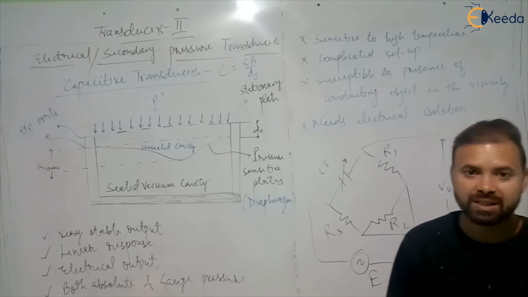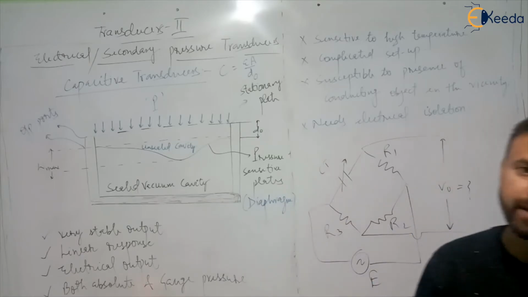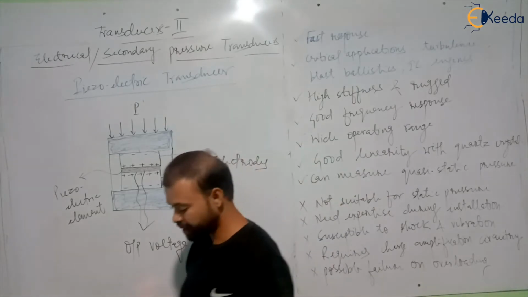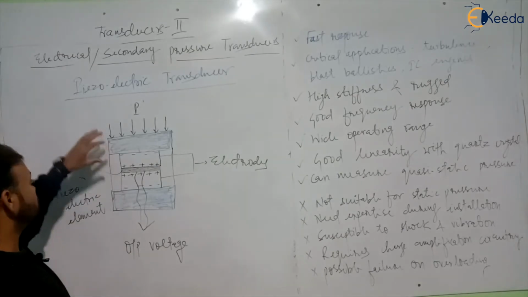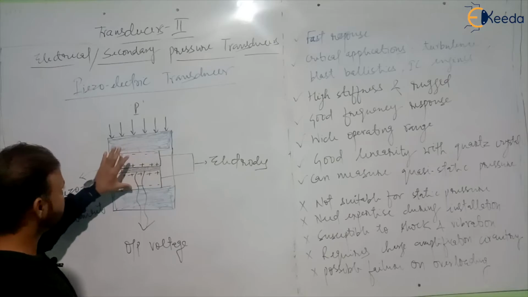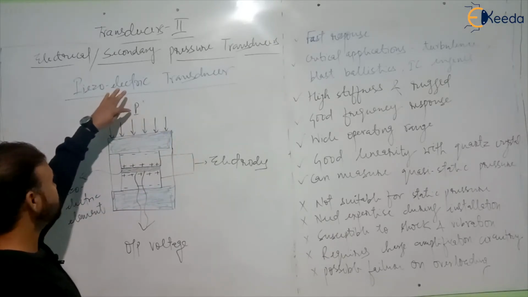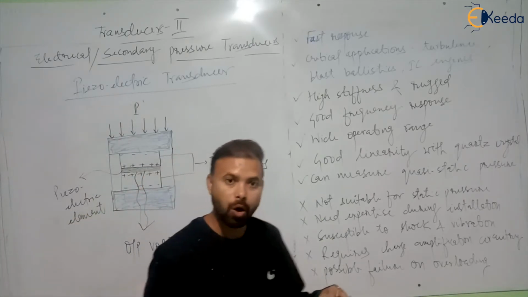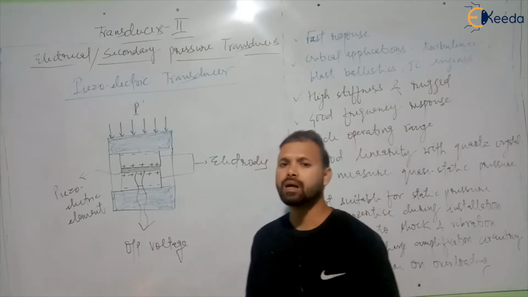After the capacitive transducer, we are going to study the piezoelectric transducer, right? So this is your piezoelectric transducer. This is one of the secondary transducers which has electrical output. So this is your piezoelectric crystal in the middle, and these are electrodes, and input pressure is applied here. So if we apply input pressure on a piezoelectric material, then it generates electrical output.